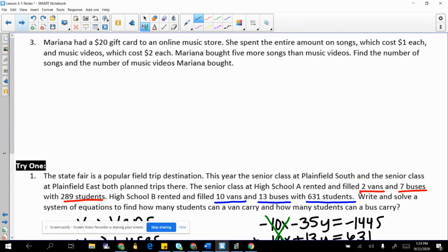third one we have here is Mariana had a $20 gift card to an online music store. She spent the entire amount on songs, which cost $1 each, and music videos, which cost $2 each. Mariana bought 5 more songs than music videos. Find the number of songs and the number of music videos Mariana bought. Okay, so right there, X should represent songs. Y should represent music videos.